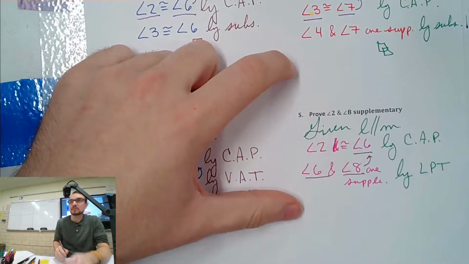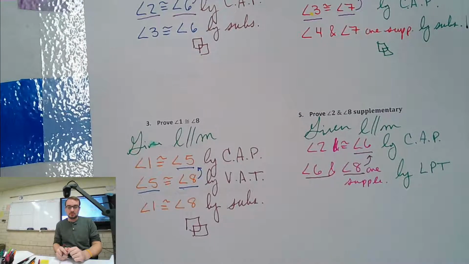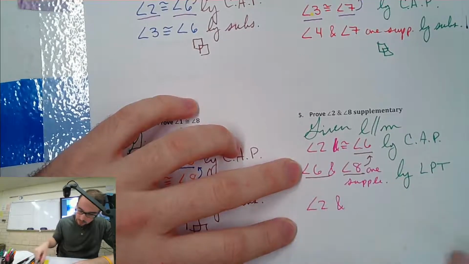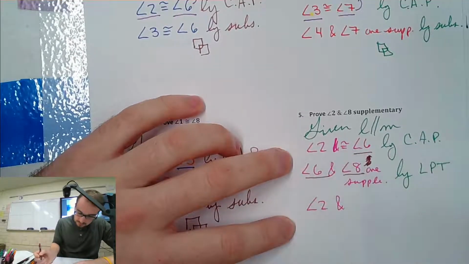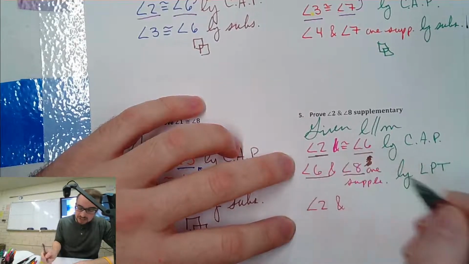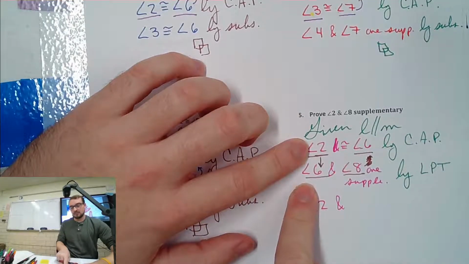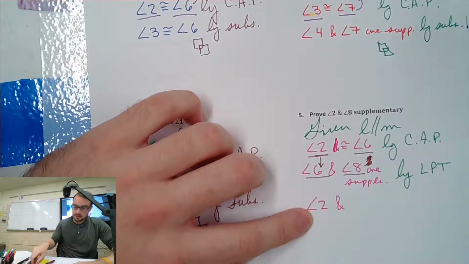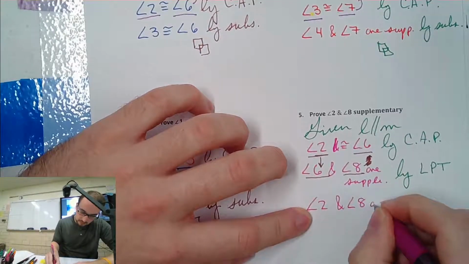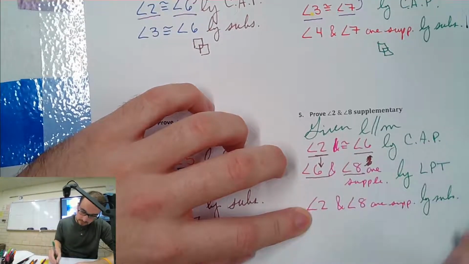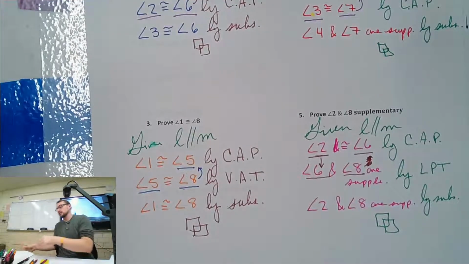But don't we need to speak to more supplementary? That's another way to do it. Hold that thought, and I'll do it your way. So I know that angle 2 and angle 8. Oh, wait. Whoops. I did this backwards. Okay, 2 and 6 are the same thing, so I'm switching 6 for 2. Instead of writing 6 and 8 are supplementary, I'm going to write 2 and 8 are supplementary, and that's by substitution. Done.